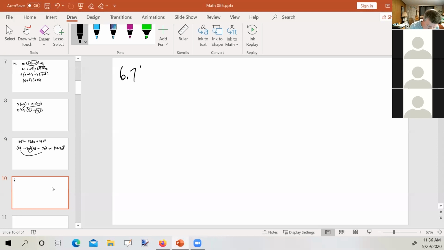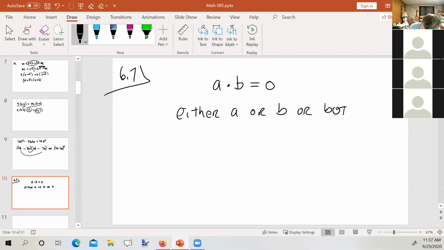So 6.7, here we go. Suppose I had the following equation: A times B equals 0. What could you tell me about A or B? One of them has to be 0. Right. So we'd say either A or B or both A and B equals 0. This is called the zero factor property.